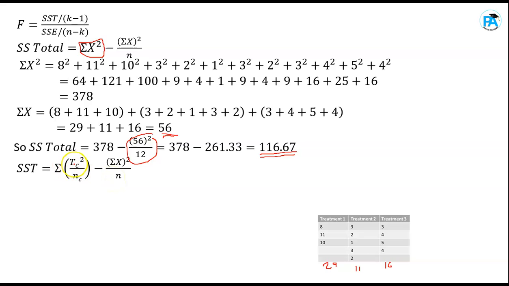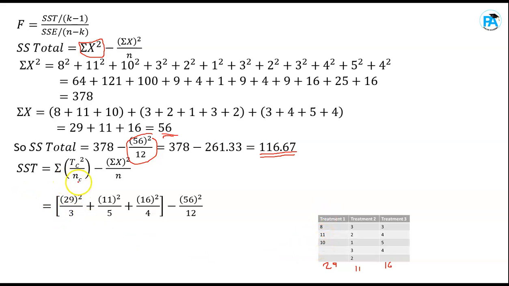What we mean by this is that the total of each column, okay, or the total of each treatment, the total of each treatment square. That's why we brought the sigma. Okay, the sum of the total of each treatment square divided by the number of observations in each treatment. Are you following? Let's look at it. What this means is that, what is the total of observations in treatment 1? The total of observations in treatment 1 is 29. So it means take 29 square divided by the number of observations in treatment 1.